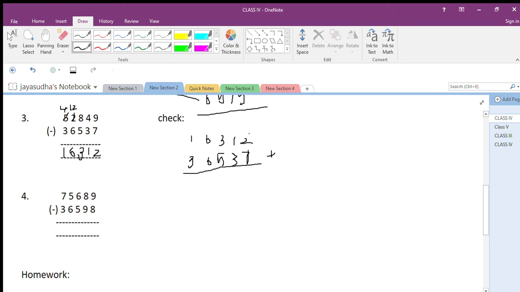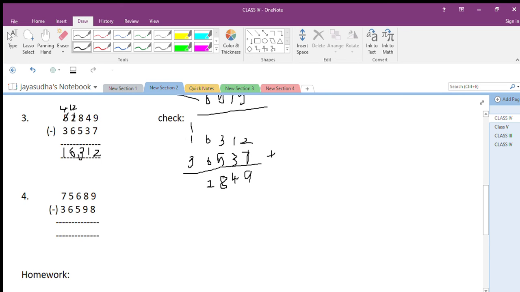Okay children. 7 plus 2, 9. Very good. 3 plus 1. Any number added with 1, you get the successor of the number. Successor means the number after. So 3 plus 1, 4. Good. 5 plus 3, 8. This 6 plus 6, 12. 12 means what you write here? 2 only you write here. 1 carry to the next column.